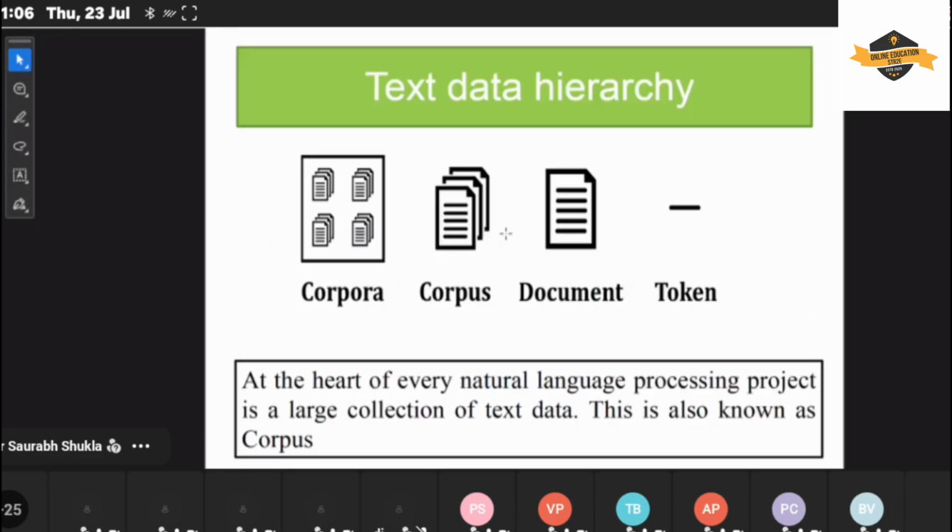Now, in the text hierarchy also, you have some corpora and corpus. जो भी डेटा का कॉर्पस होगा, बहुत सारे डॉक्यूमेंट्स होंगे, फाइल्स होंगी.